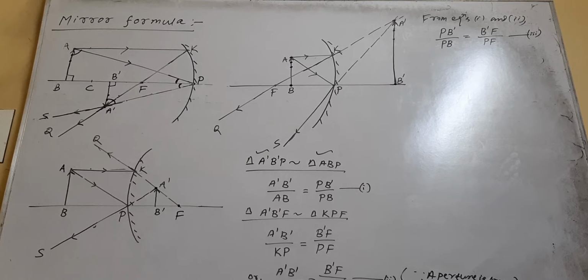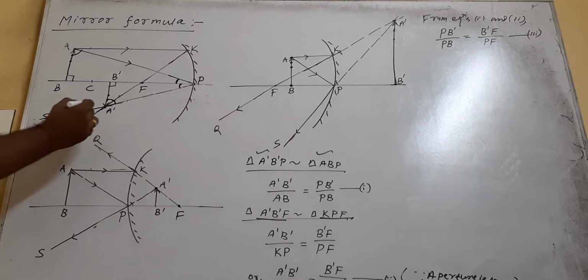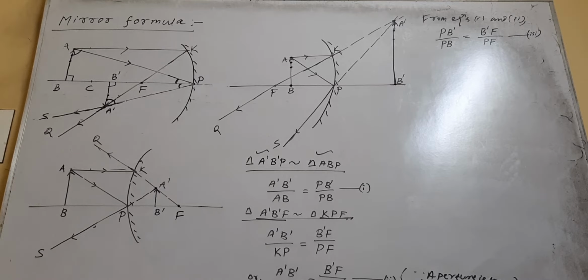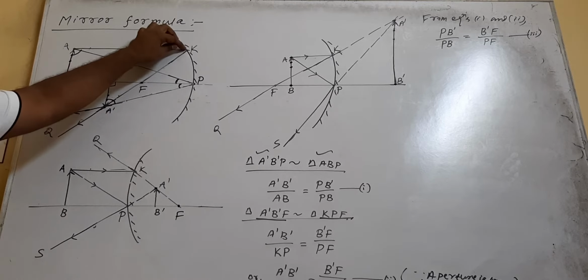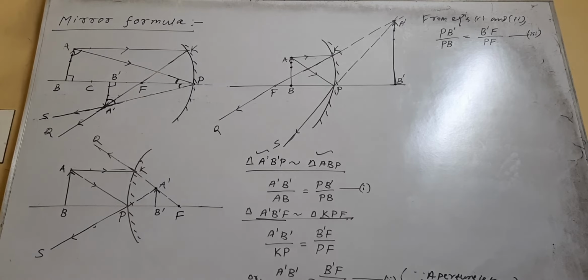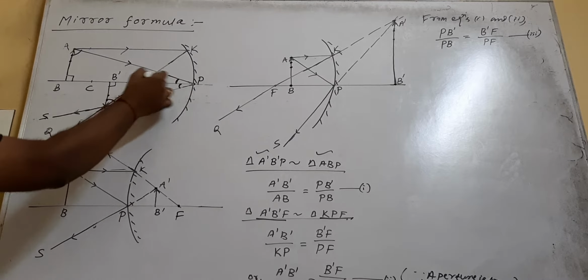Here I have written. Similarly, go for another two triangles A'B'F and KPF. It is A'B'F and it is KPF. And already told that we have taken this aperture is very small. That means K is very close to P. When K is very close to P, then KP is almost a straight line. So now you can consider KPF is a triangle. So now come to these two triangles A'B'F and KPF.